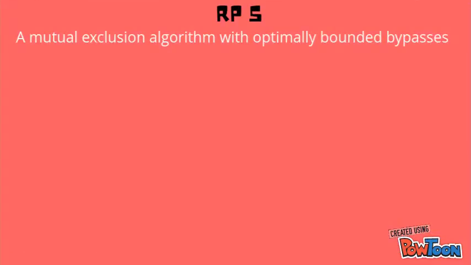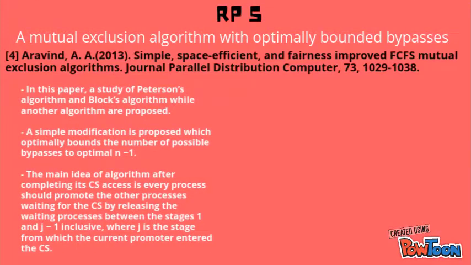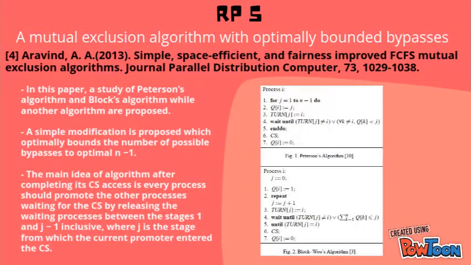In this paper, a study of Peterson's algorithm and Block's algorithm is done while another algorithm is proposed. The main idea of the algorithm is that every process should promote the other processes waiting for the CS by releasing the waiting processes between stages 1 and J-1 inclusive.